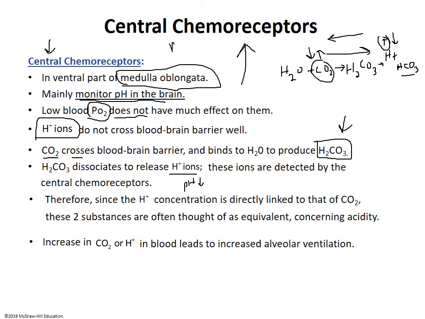Chemoreceptors are in the central nervous system and they're all about pH. And since they're chemoreceptors, they're measuring chemicals. The chemical that it is measuring is mainly carbon dioxide.